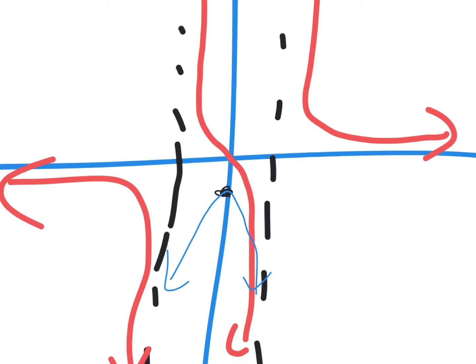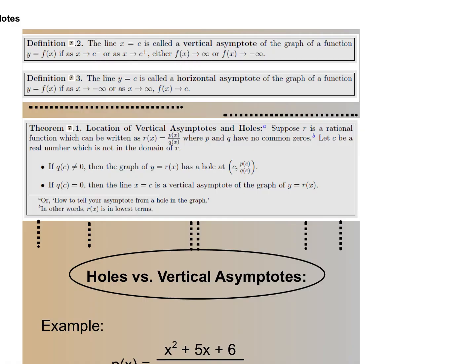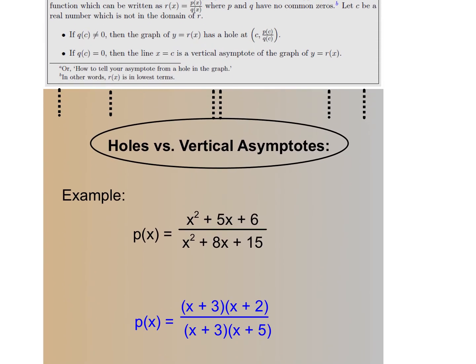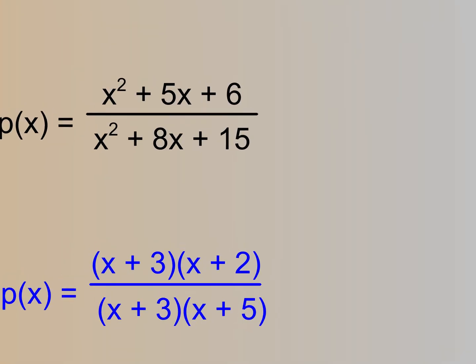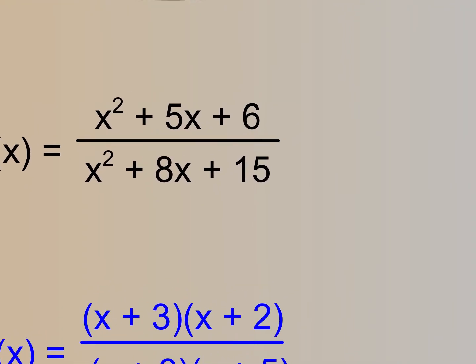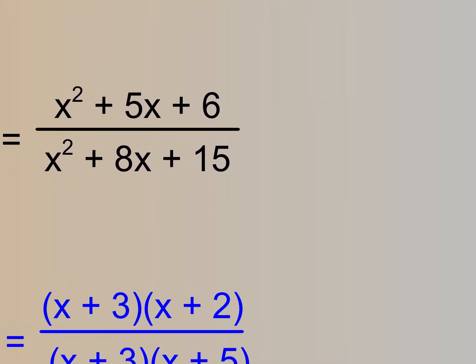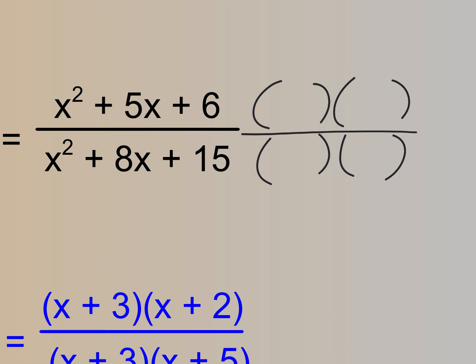All right. So let's get to this page. Holes versus asymptotes. Would you please factor this top one? Because if you can factor it, you should. In higher algebra, you investigated these. You saw that there was holes when something happened.